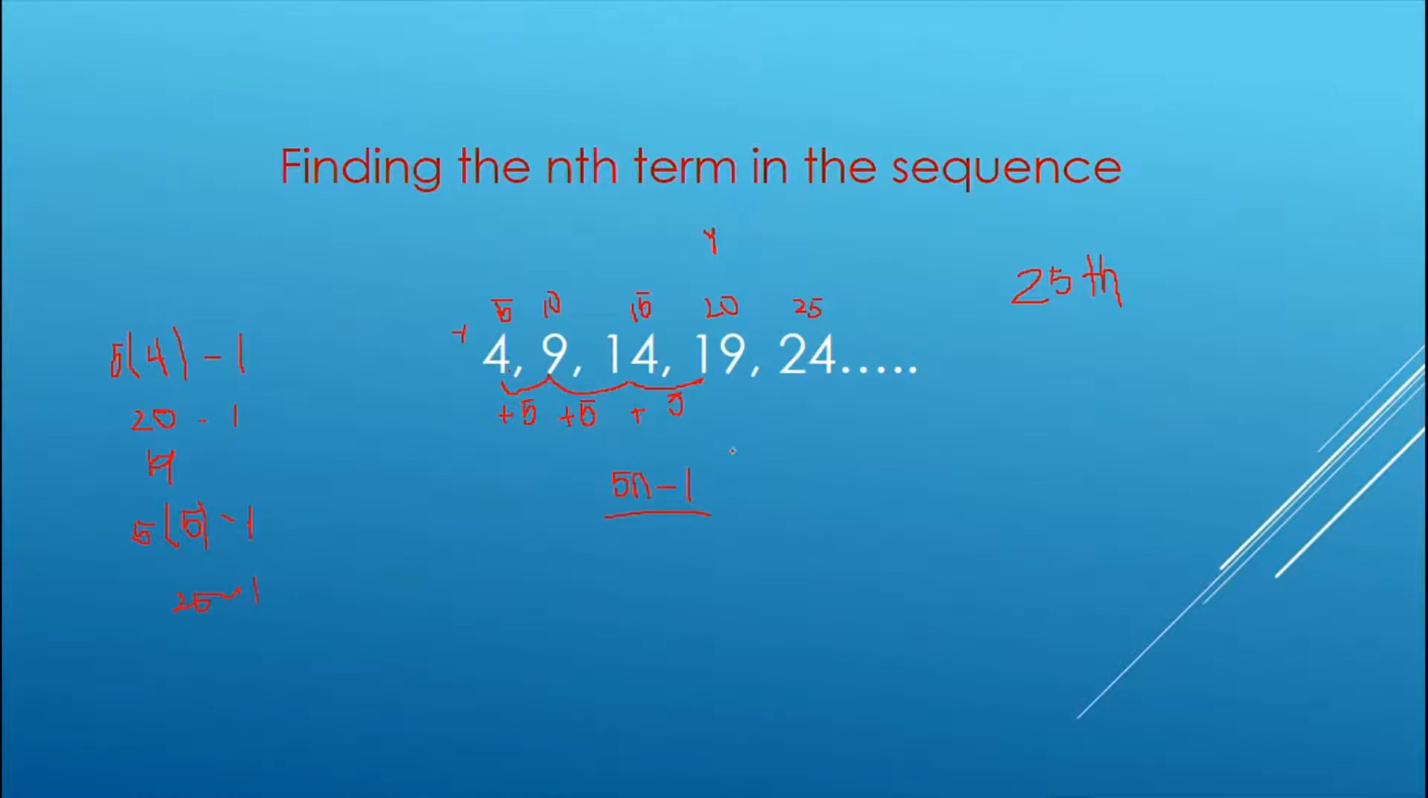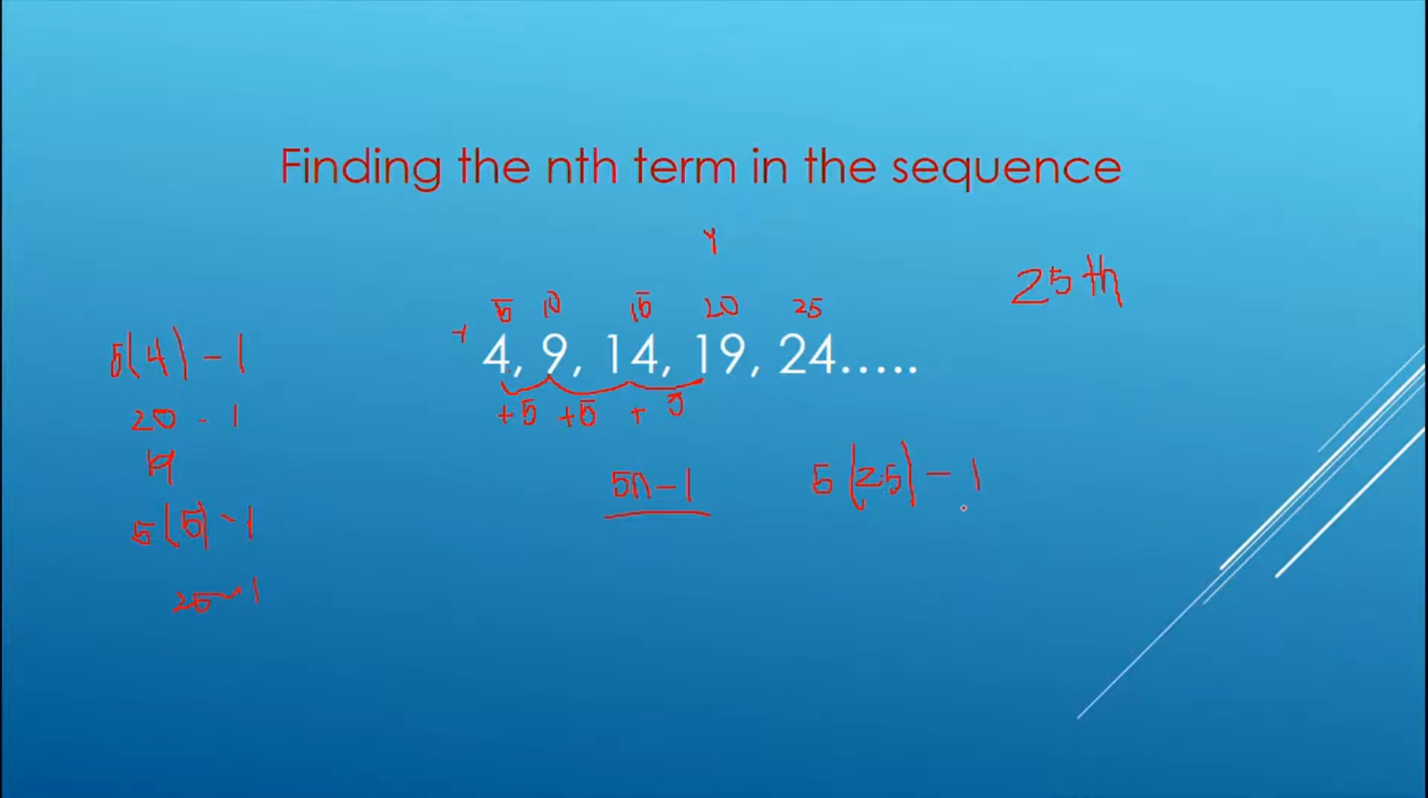So the formula that we are going to use to find the 25th term is 5n minus 1. So let us now use this one to find the 25th term: 5 and put the number of the term, the 25th term, minus 1.